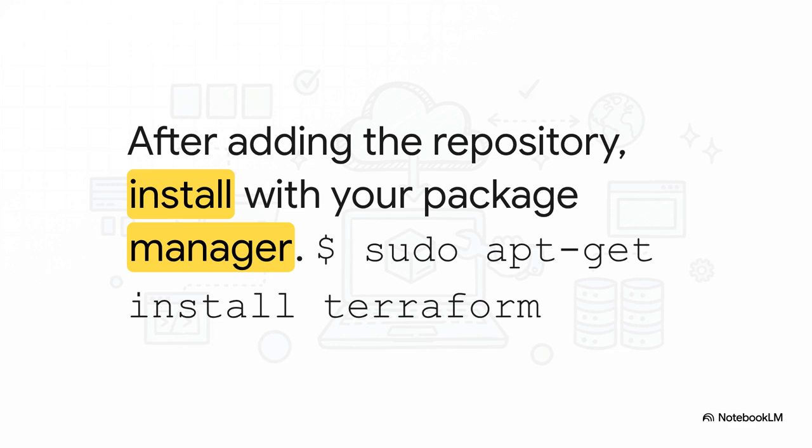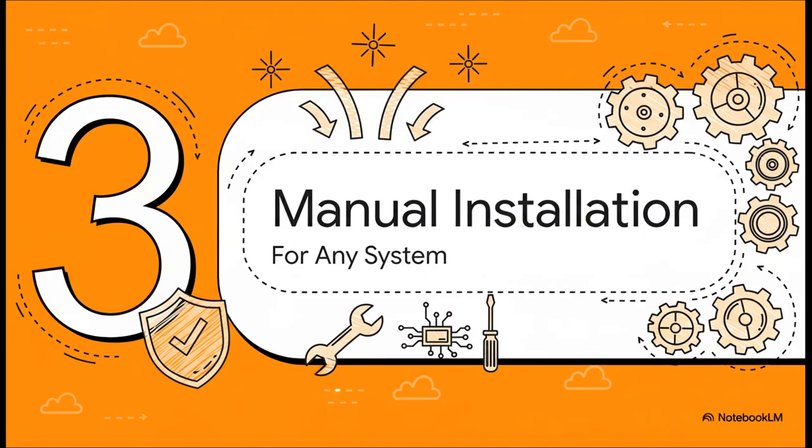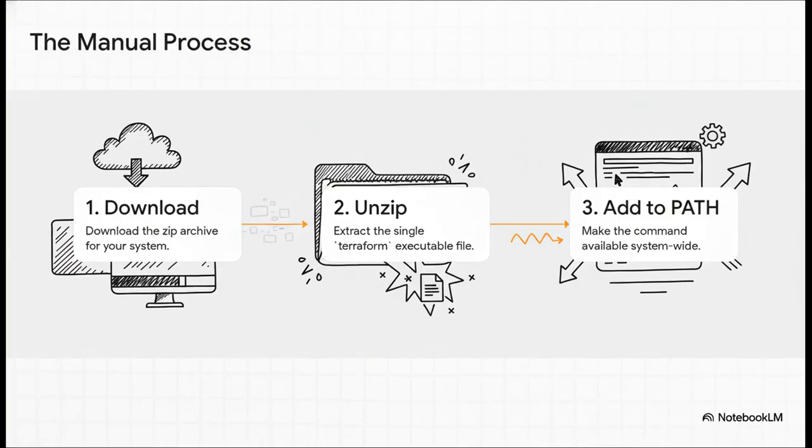It's pretty slick. Okay, so what if a package manager isn't an option for you? Or what if you just want to see how this thing works under the hood? Well, that's where the manual install comes in. It's a fantastic fallback method that is guaranteed to work on pretty much any system. And don't worry, manual does not mean complicated. Seriously, it's just 3 steps. You download the right zip file for your operating system, you unzip it, it's just a single file inside, and then you make sure your computer knows where to find that file.